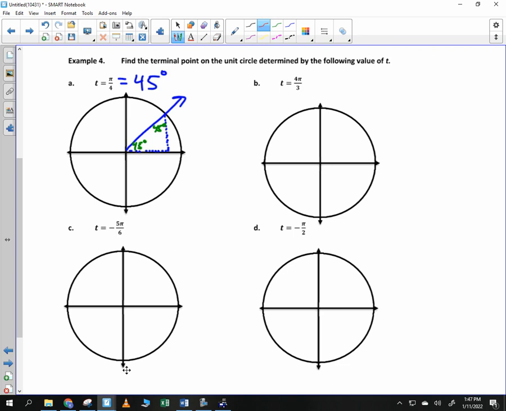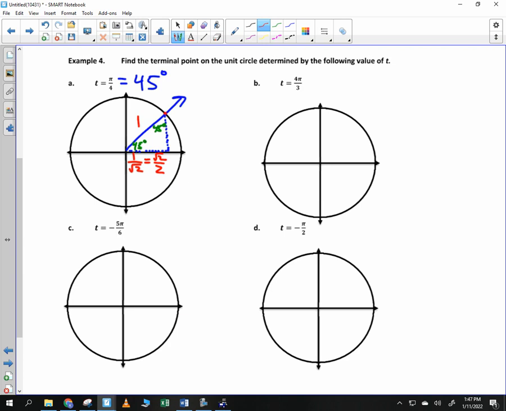If we're in the unit circle, what's the length of the radius all the time in the unit circle? 1. So therefore, this length right here is 1. So if this is 1, what do I do to the hypotenuse to come up with the leg in a 45, 45, 90? I divide by the root of 2. And watch, you get 1 over the root of 2. Can you leave it like that? Nope. Multiply top and bottom by the root of 2, and you get root of 2 over 2.